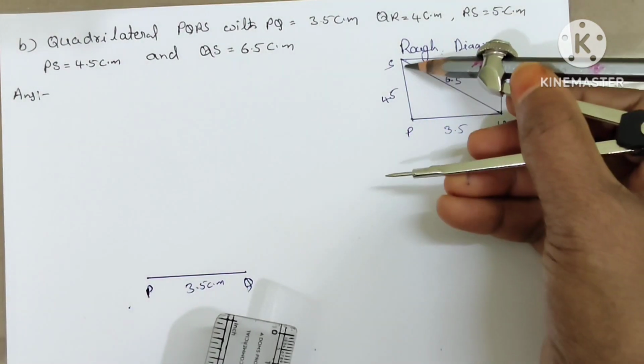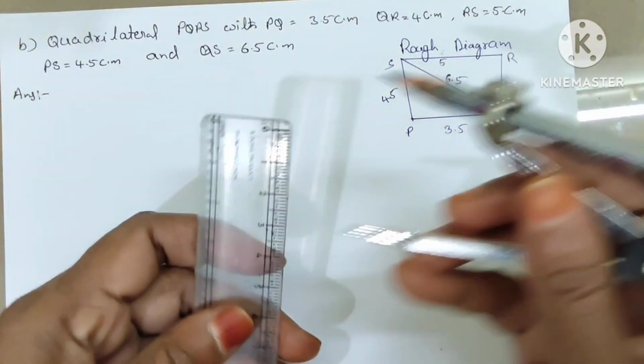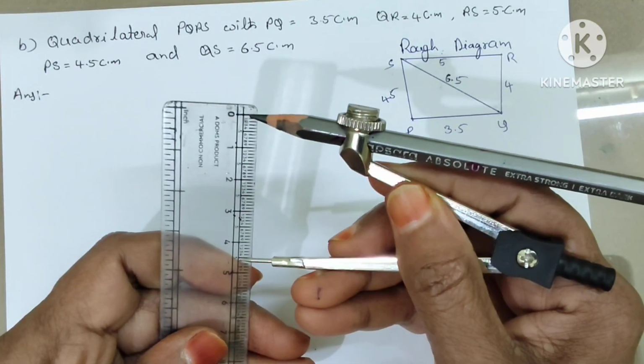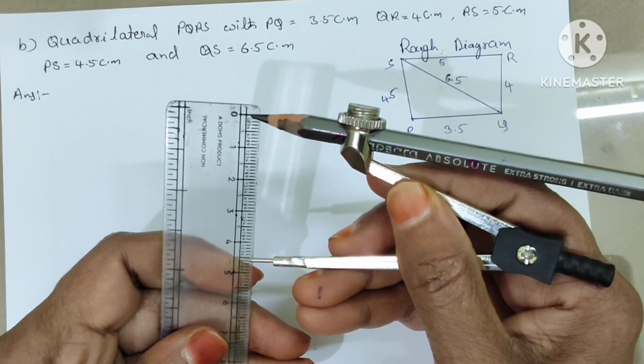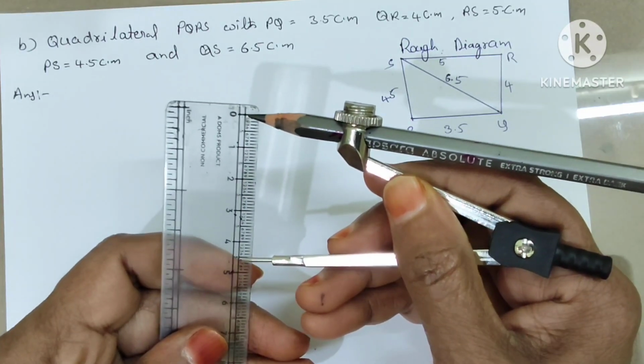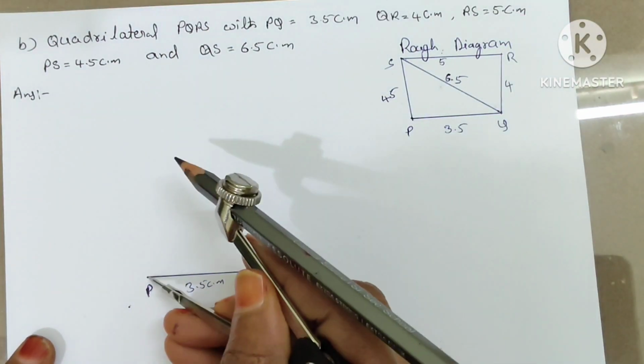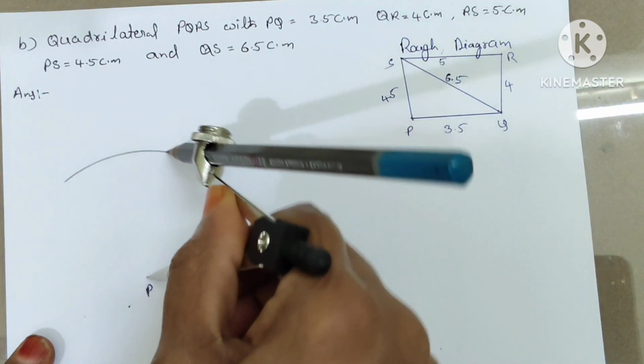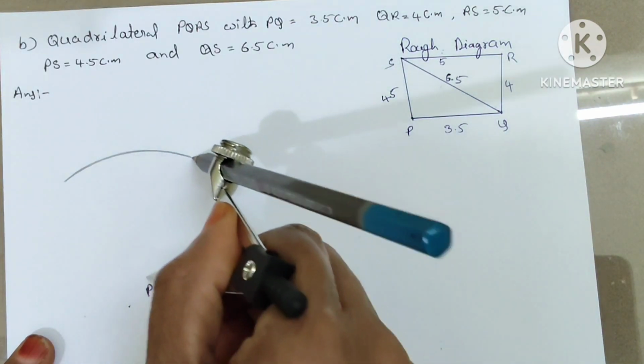Next, PS is 4.5 centimeters. Now we use the scale and rounder. Here 4.5. You observe carefully, exact 4.5 centimeters is there. So now, based on P, draw one arc. First we draw the arc in long length.